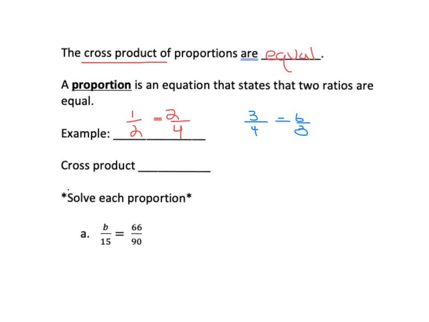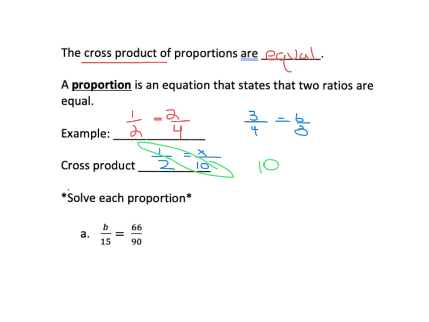A cross product would be something like this: 1/2 equals x/10. To do a cross product, basically we just cross multiply and then we can solve for the thing that we don't know, which is represented by x. So let's go ahead and do this. 1 times 10 is 10. That's my first cross product.